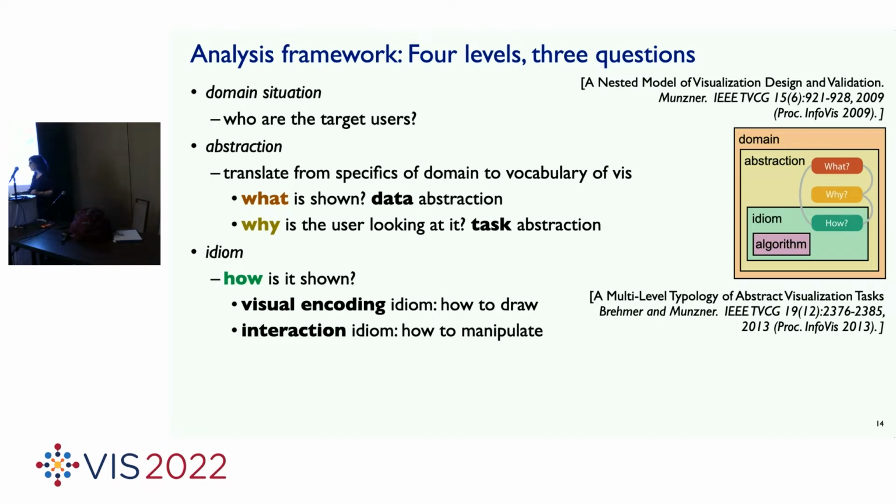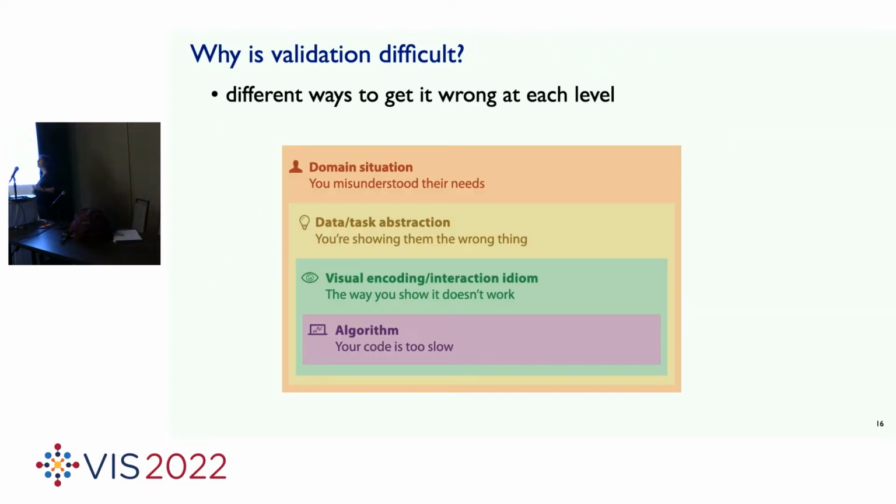But the key idea is that we've separated it from the algorithm level. And that's the question of once you've got a particular idiom, whether it's for visual encoding or interaction, well, how do you actually then compute this efficiently in some computational context? How do you instantiate that in a computable system? Now, why is it useful to divide it up into these 4 levels? It's because there's completely different ways to mess it up at each of these levels.